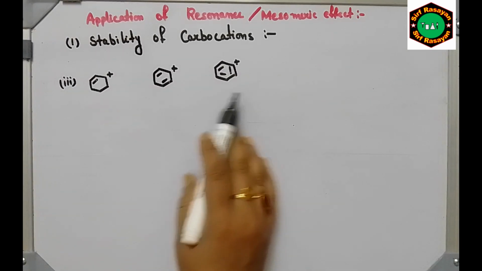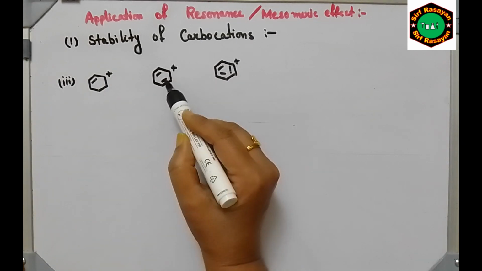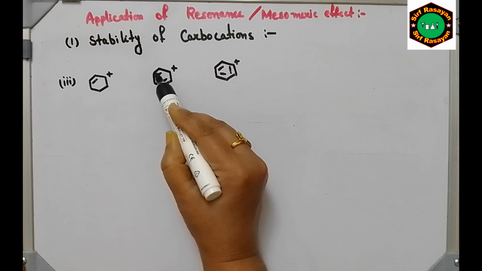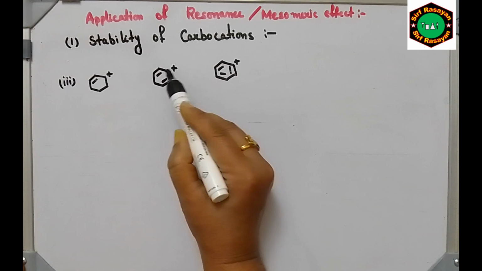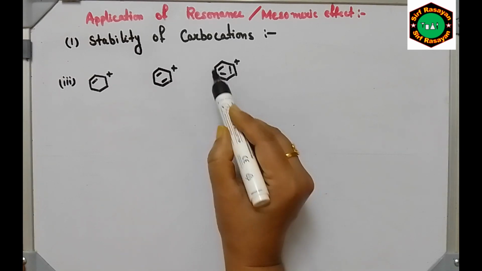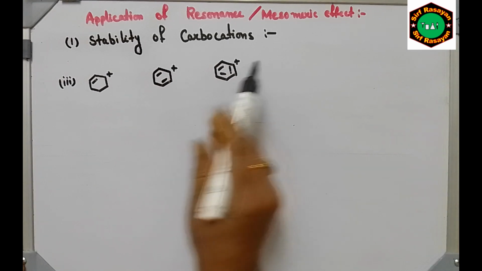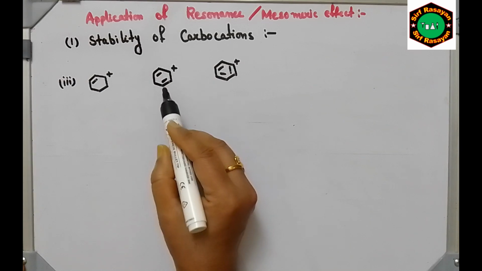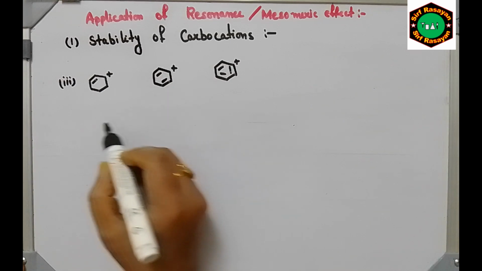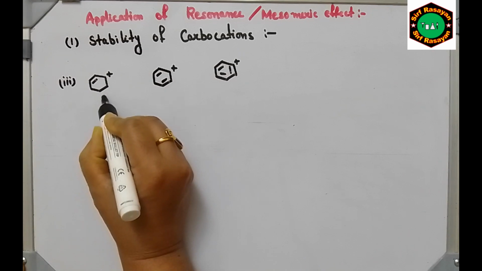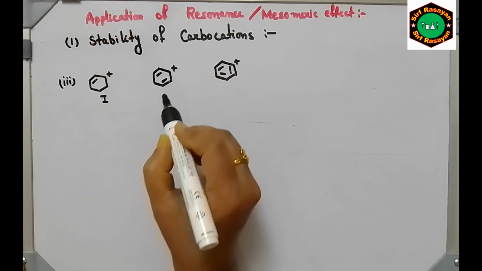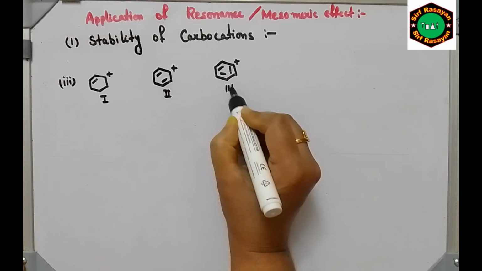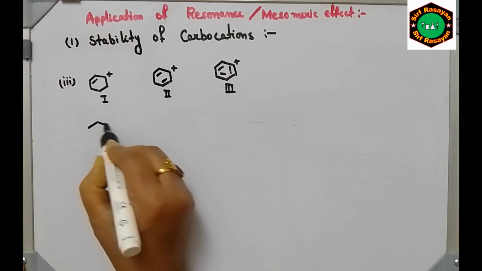Next is these 3. Double bond, single bond, positive charge, double bond, single bond, positive charge from this side also, double bond, single bond, positive charge. So conjugation is from both sides. Here it is C6H5 plus. So what about the stability of these 3 species? Now see, here more conjugated structures you can get. I'm giving this one number 1, this is 2, this is 3. So take this one.